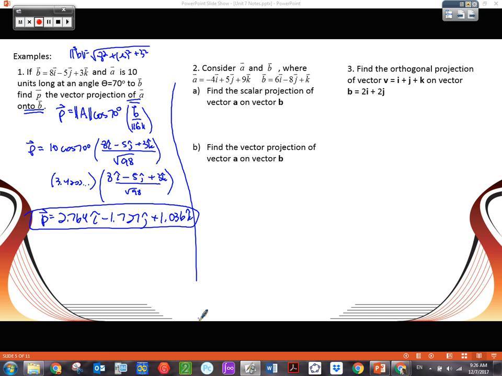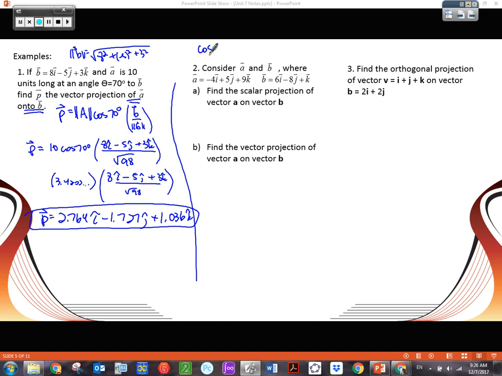All right. So question number 2, we have vector A and vector B, and we're asked to find the scalar projection and the vector projection, but notice there's something missing there. We do not have the angle measure. Okay. So we need to get the angle measure. We need to use the formula that we learned in the last unit, which I won't give you. You should know this formula.